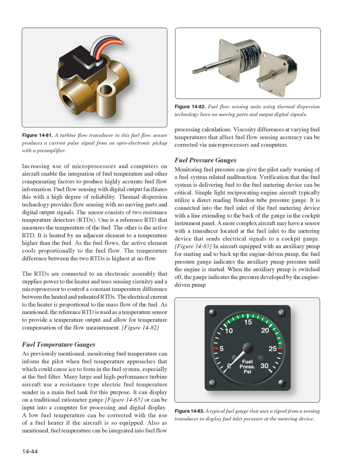A more complex aircraft may have a sensor with a transducer located at the fuel inlet to the metering device that sends electrical signals to a cockpit gauge. Figure 1483, in aircraft equipped with an auxiliary pump for starting and to back up the engine-driven pump, the fuel pressure gauge indicates the auxiliary pump pressure until the engine is started. When the auxiliary pump is switched off, the gauge indicates the pressure developed by the engine-driven pump.